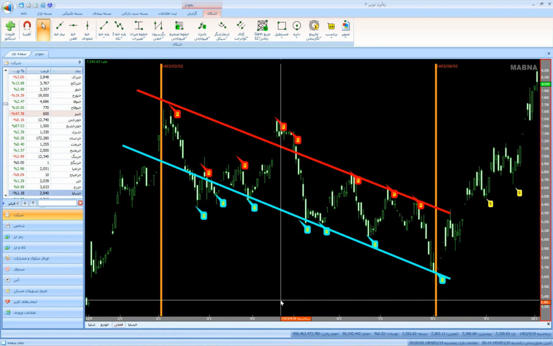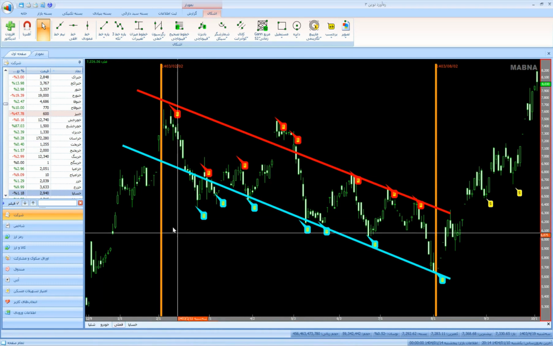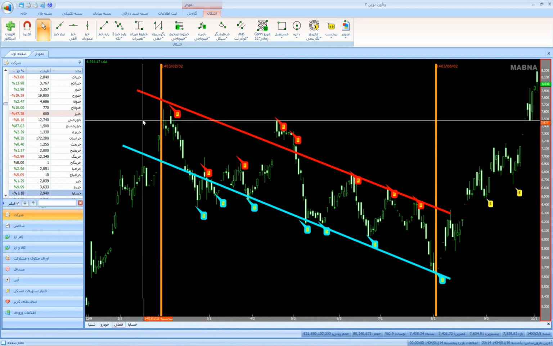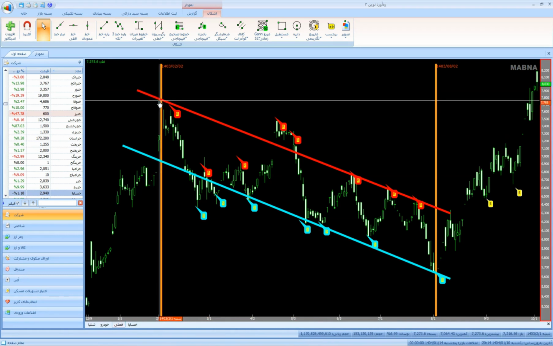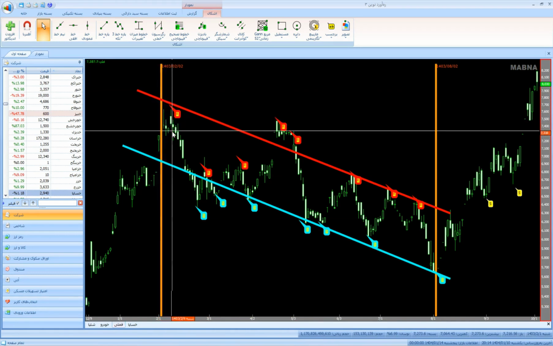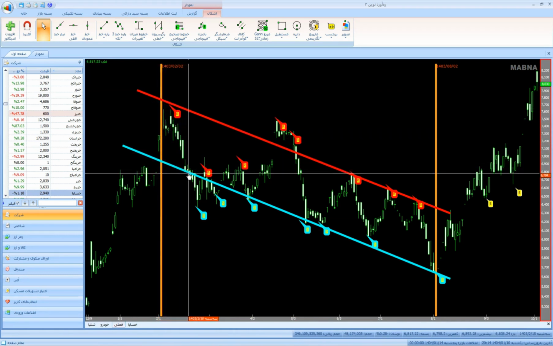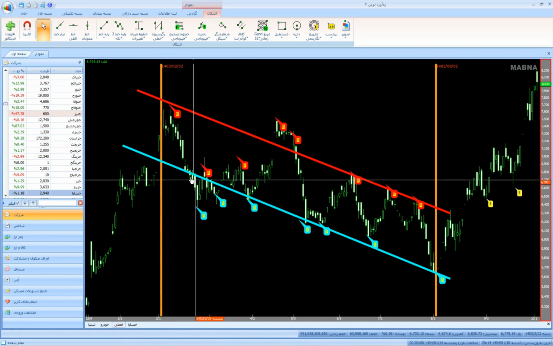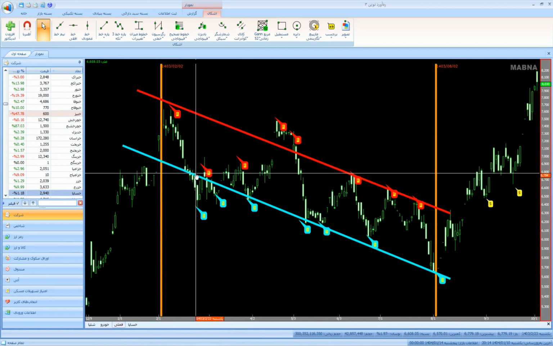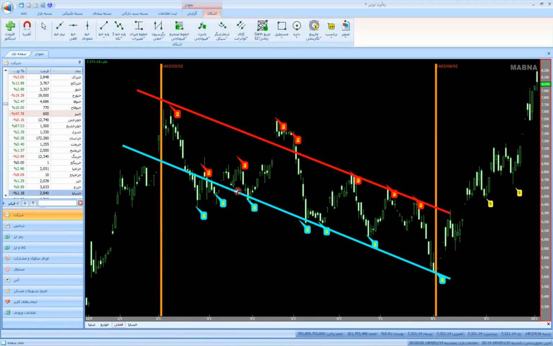Now I want to get a signal from this channel and see how I should use it. Look, dear ones, it's the same here. When the price chart of the stock touches the bottom of the channel, look, this area here can be a buy signal for you. I will show this with a circle.